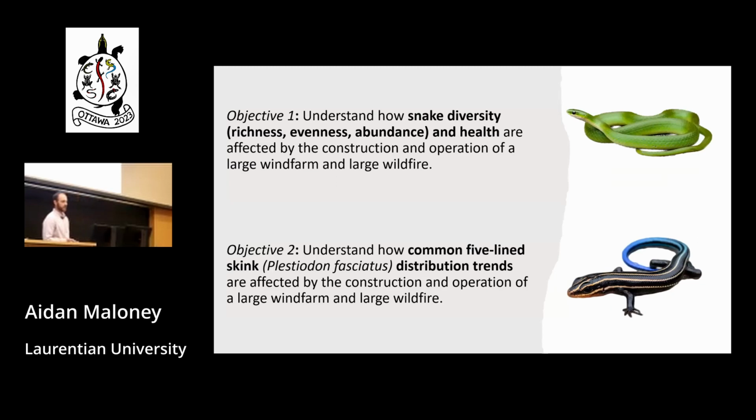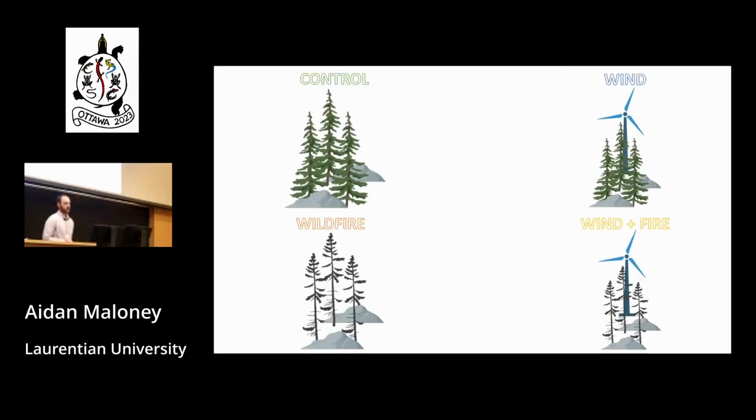So this chapter of my thesis is looking to understand how snake richness, abundance, and health, as well as how common five-line skink distribution trends are affected by the construction and operation of a large wind farm and wildfire. Our survey study area consisted of 4 site treatments replicated 3 times each for a total of 12 sites. So we have our control treatment, which we can treat as a reference treatment. This is our treatment that's not affected by any of our disturbances.